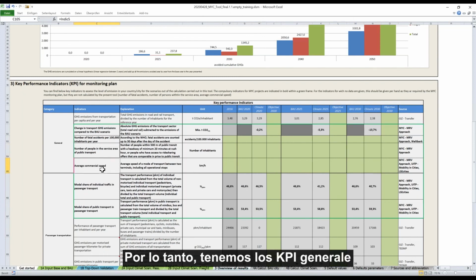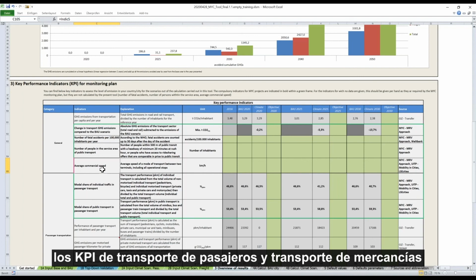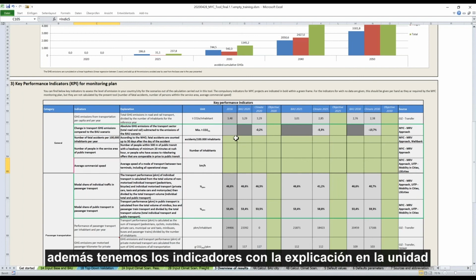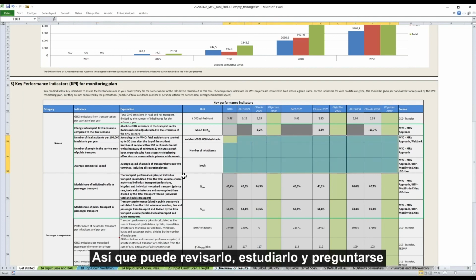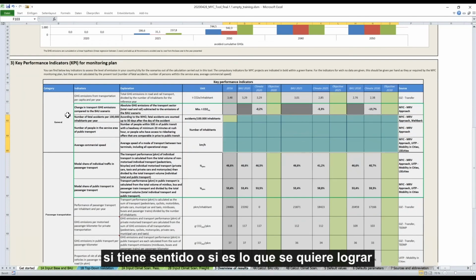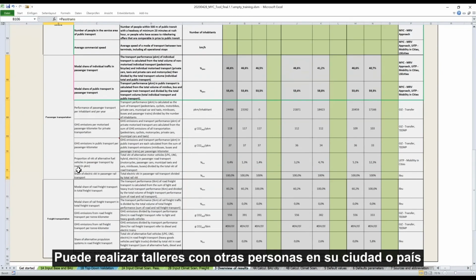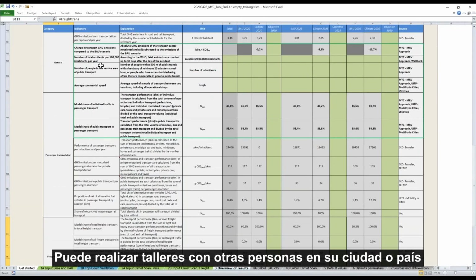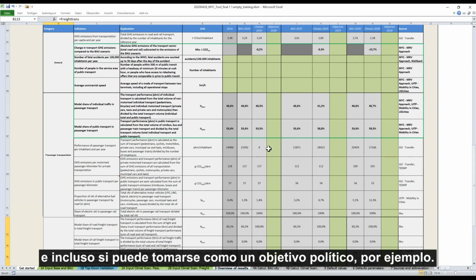So we have the general KPIs, the passenger transportation KPIs, and the freight transportation KPIs. You always have the indicators, the explanation of it, and the unit. So you can go through it and look at the different ones and ask yourself, does it make sense? Is this what I want to achieve? To, of course, do a workshop maybe with other persons of your city or of your country or the ministries to see if they agree with that, if it can be taken as a political goal, for example.